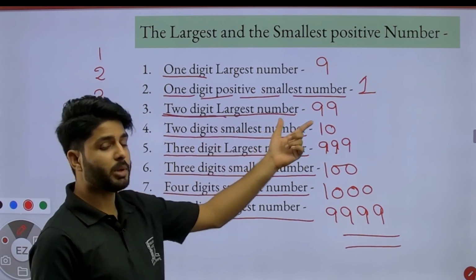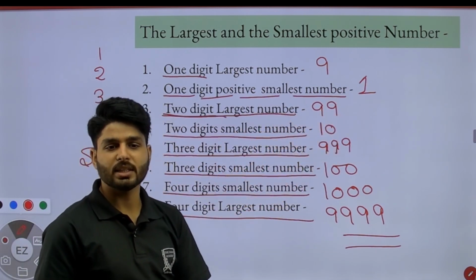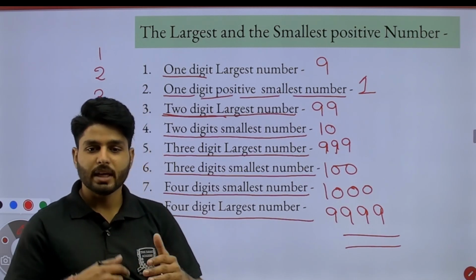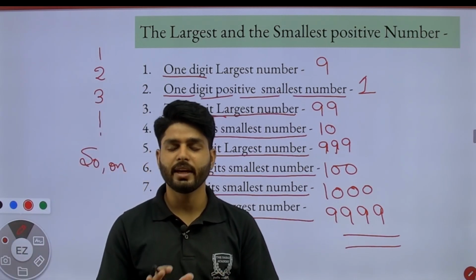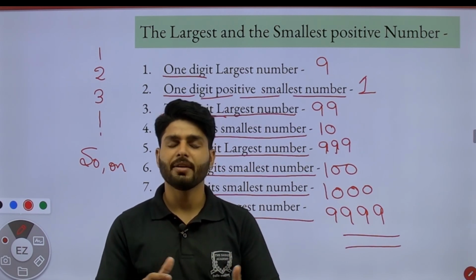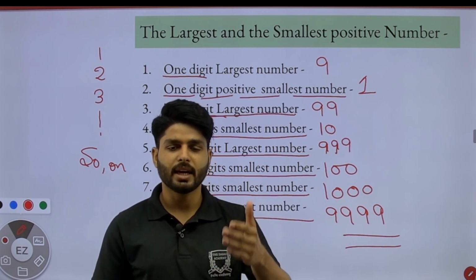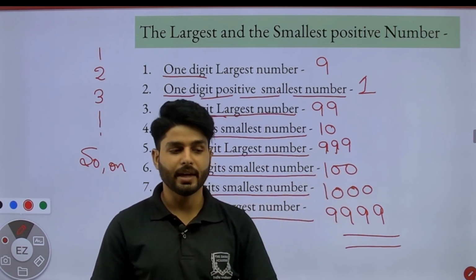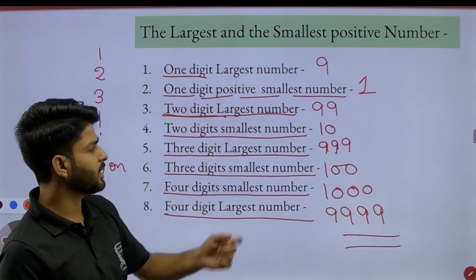If we observe these numbers, we clearly see one pattern: one digit largest number is 1 nine, 2 digit largest number is 2 nines, 3 digit largest number is 3 nines, 4 digit largest number is 4 nines. In the same way, if I ask you the 7 digit largest number, it clearly has 7 nines. If I ask you the 5 digit largest number, that is 5 times 9, that is 99999. And the same pattern comes in the smallest numbers, the 1 digit smallest number is 1.